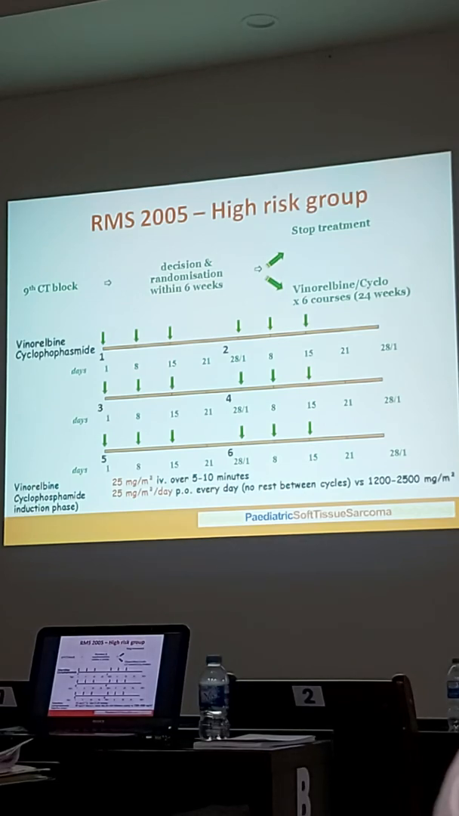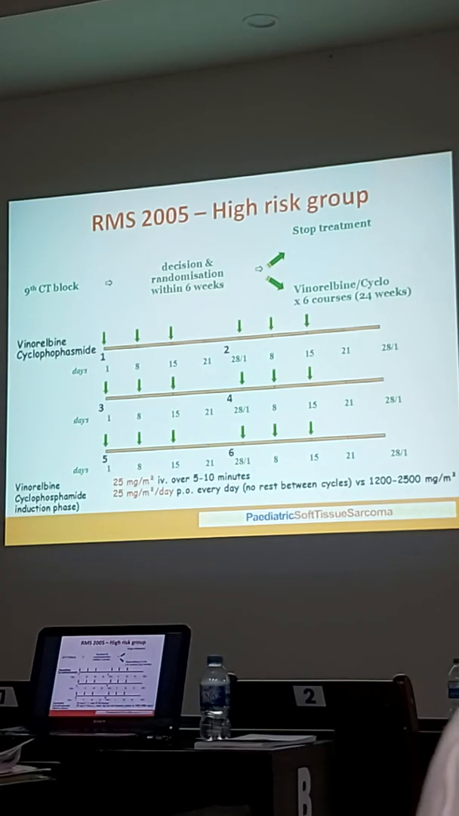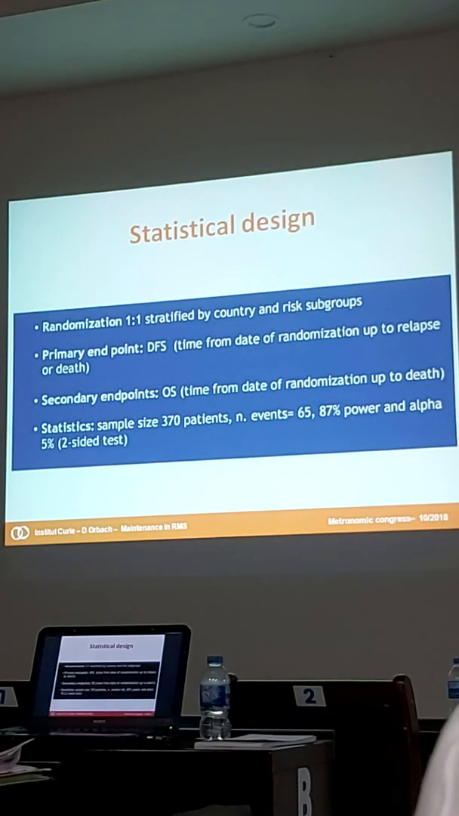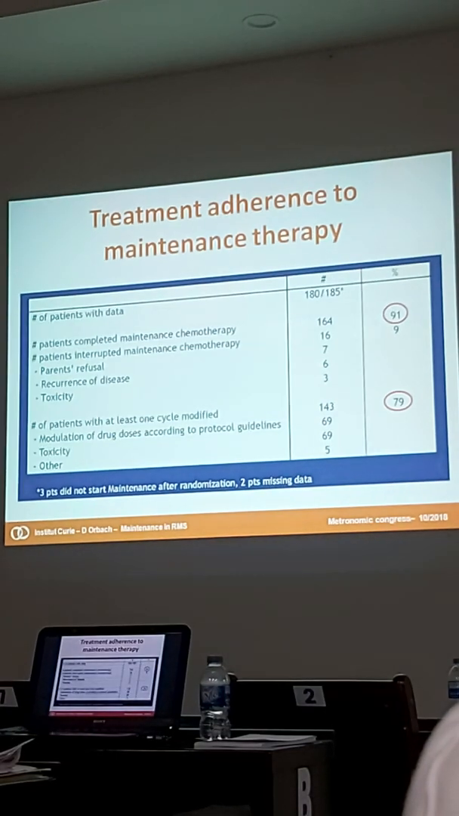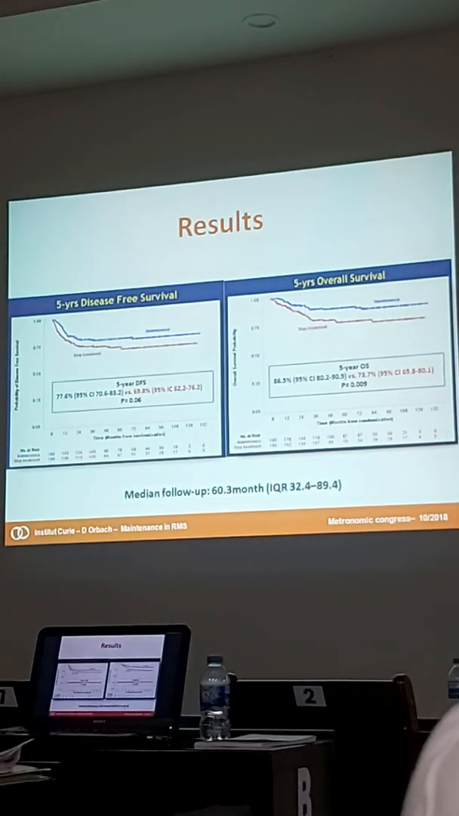The tolerance was intermediate because these patients had already received 9 courses of chemotherapy, so we had some neutropenia, very few febrile neutropenia, and the third injection of vinorelbine was mainly omitted. So most of the patients received, to be honest, only 2 injections of vinorelbine due to hematologic toxicity. But whatever, most of them succeeded to finish the 6-month therapy after the 9 courses of IV. So there was randomization: 371 patients were randomized after IVADO-IVA, 186 to stop therapy, and 185 were allocated to receive the maintenance vinorelbine-cyclo treatment. Most of them really received the treatment, and this was the answer.